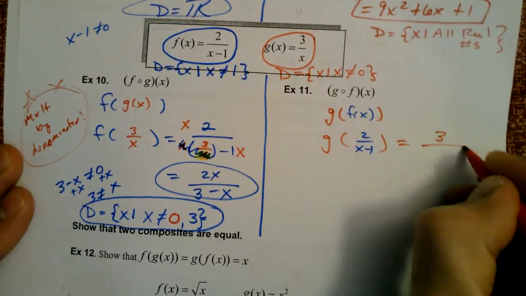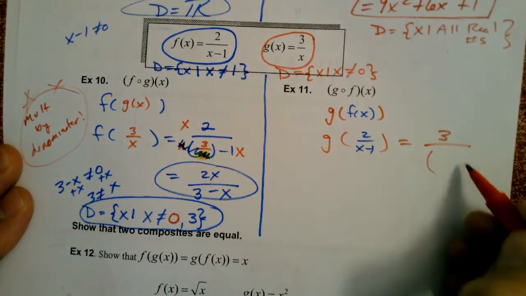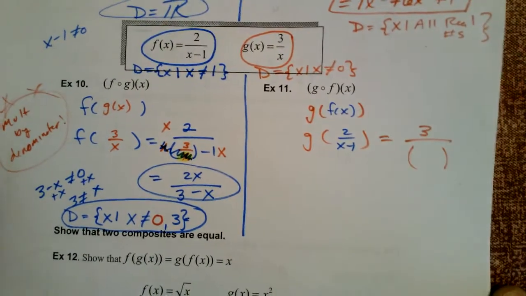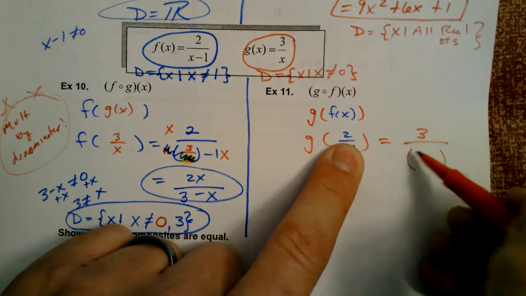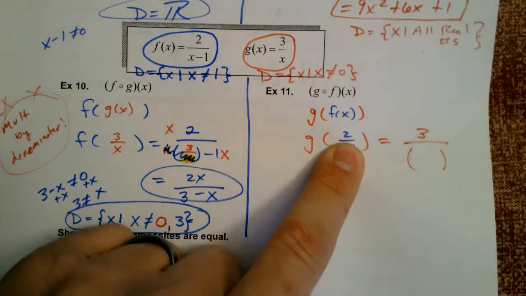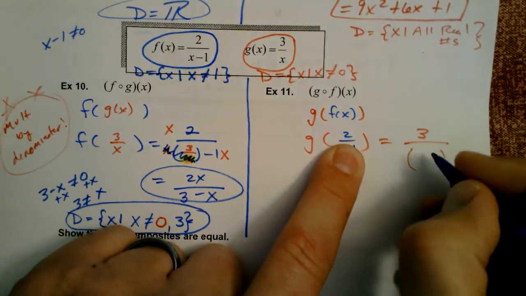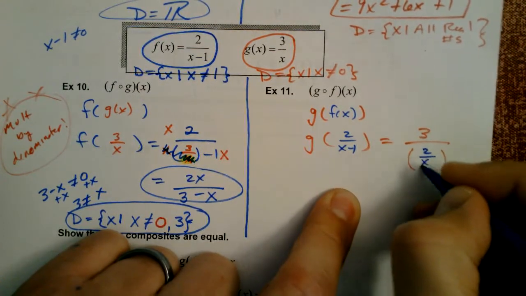Okay, so the g function says I take 3 and I divide by my input. So if it was g of 2, I would plug in 2 right here. I'd get 3 halves, right? But it's not g of 2, it's g of 2 over x minus 1.